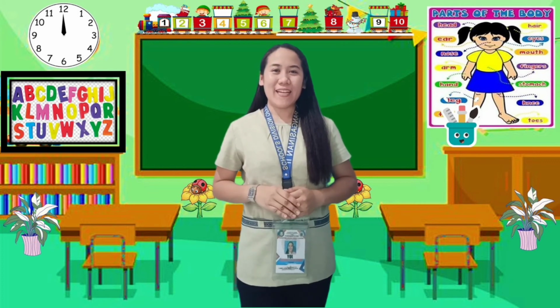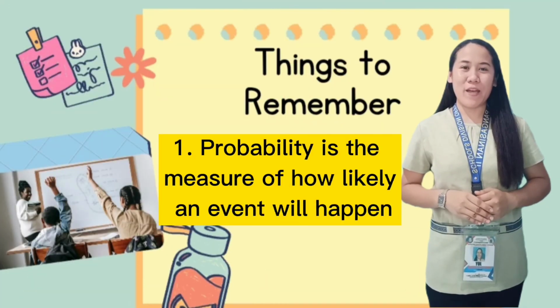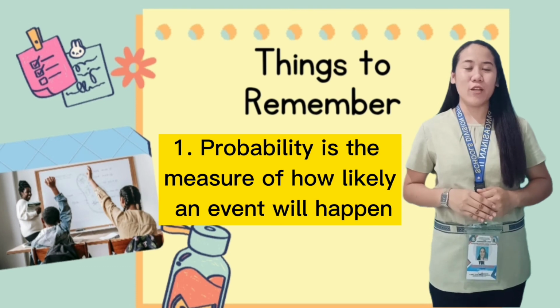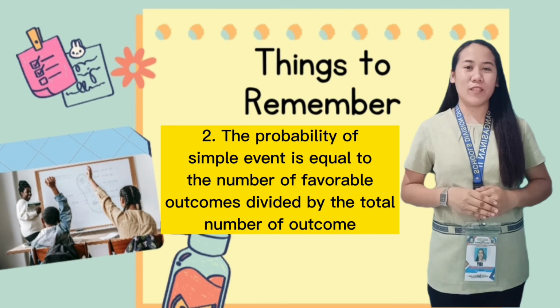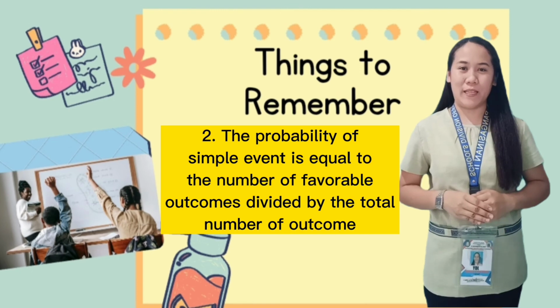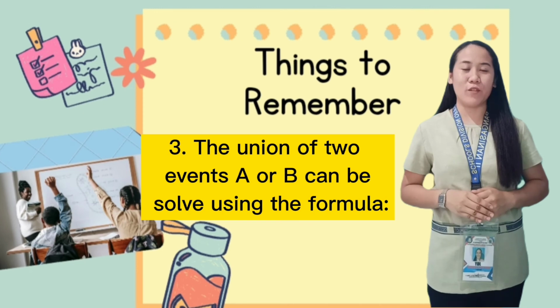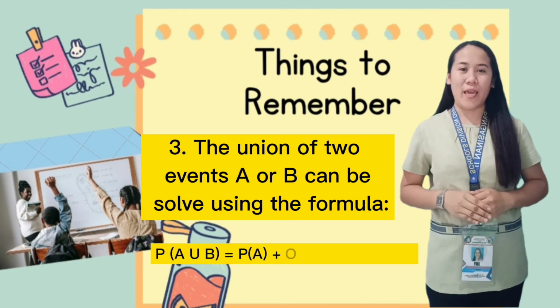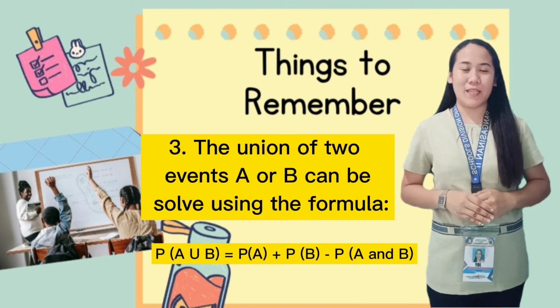But before that, let us remember these important ideas. Number 1, probability is the measure of how likely an event is to happen. Number 2, the probability of simple event is equal to the number of favorable outcomes divided by the total number of possible outcomes. And number 3, the union of two events A or B can be solved using the formula probability of A union B is equal to the probability of A plus the probability of B minus the probability of A intersection B.